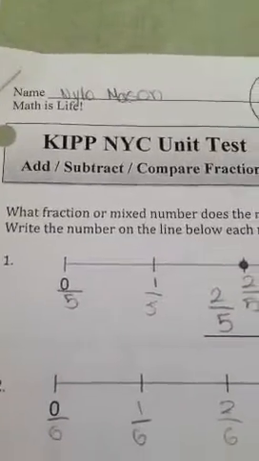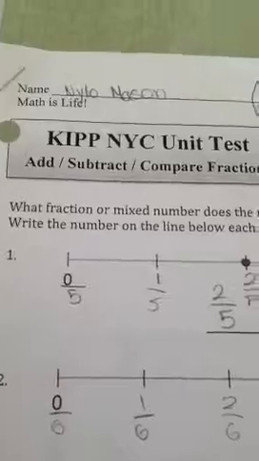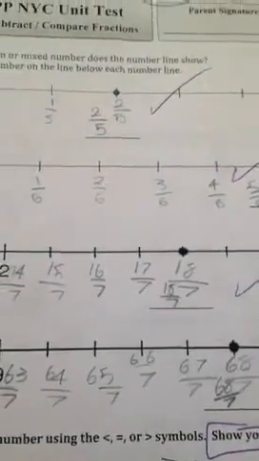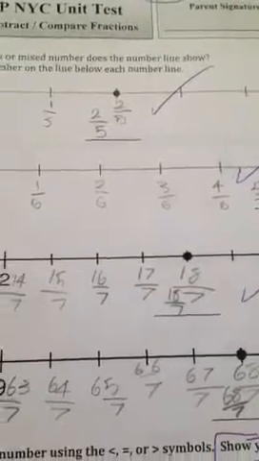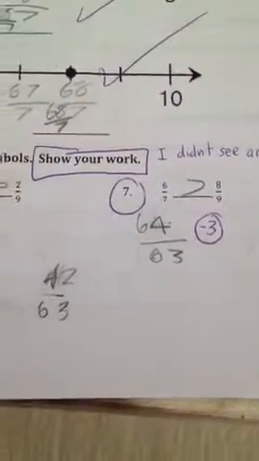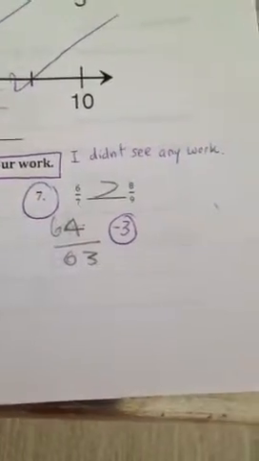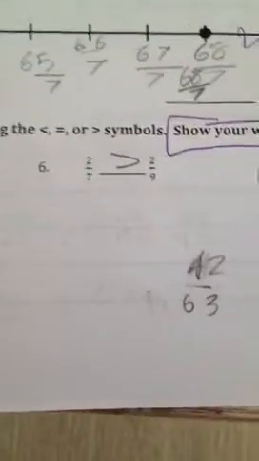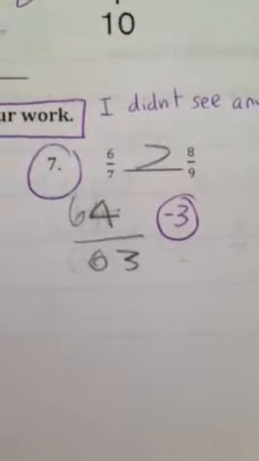I just graded your KIP NYC unit test and I wanted to say a couple of things. First, I did feel like you rushed through the test. I'm going to give you a few examples of that. First, for the questions where I said show your work, I didn't see any work for this number at all. And also this one was done incorrectly.